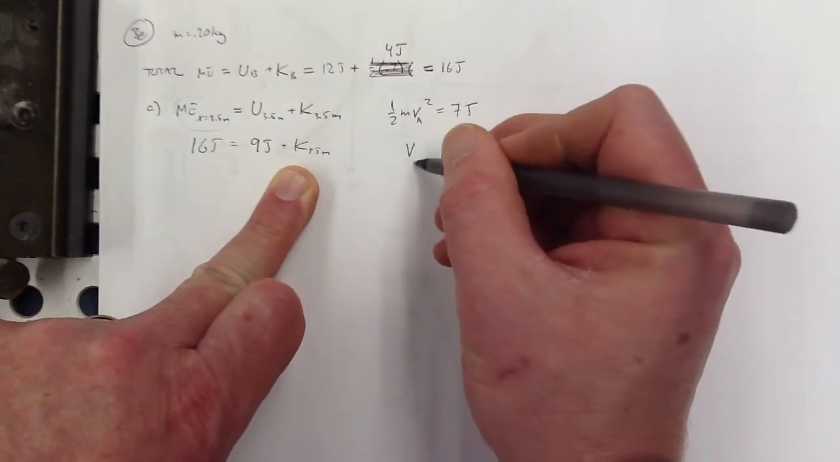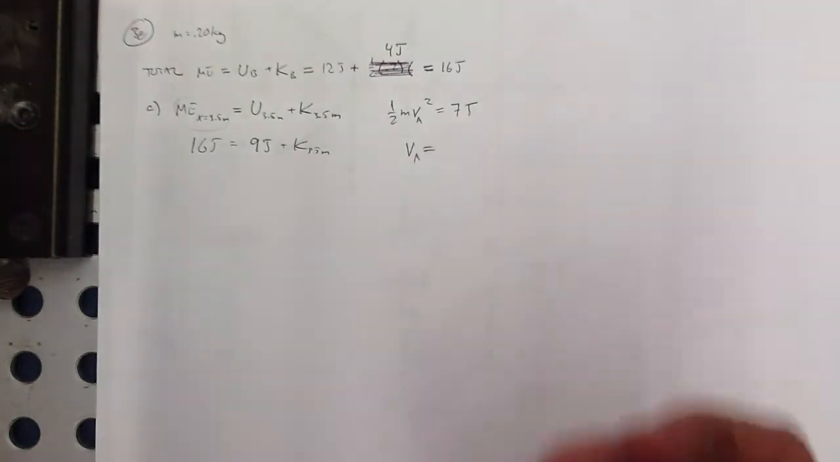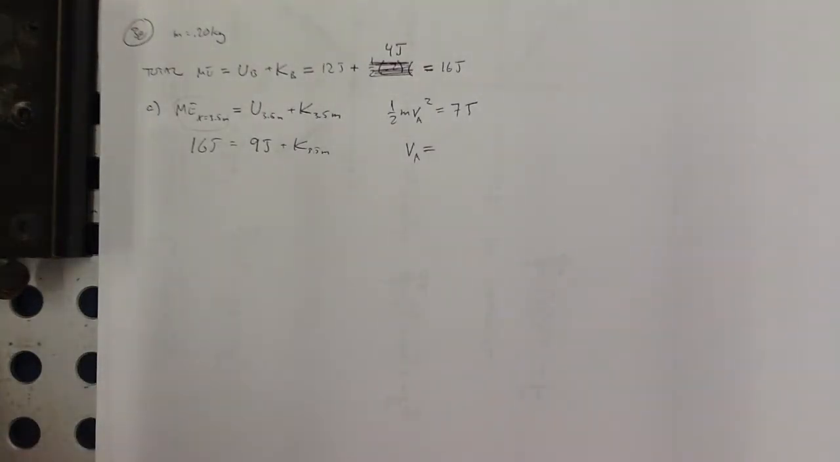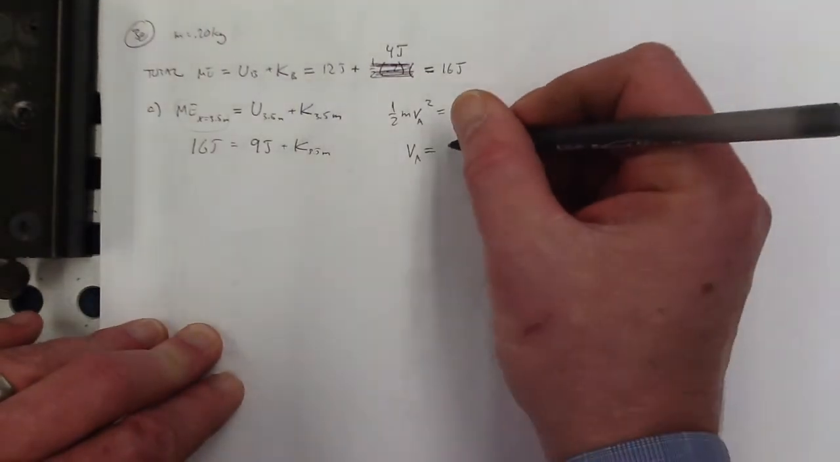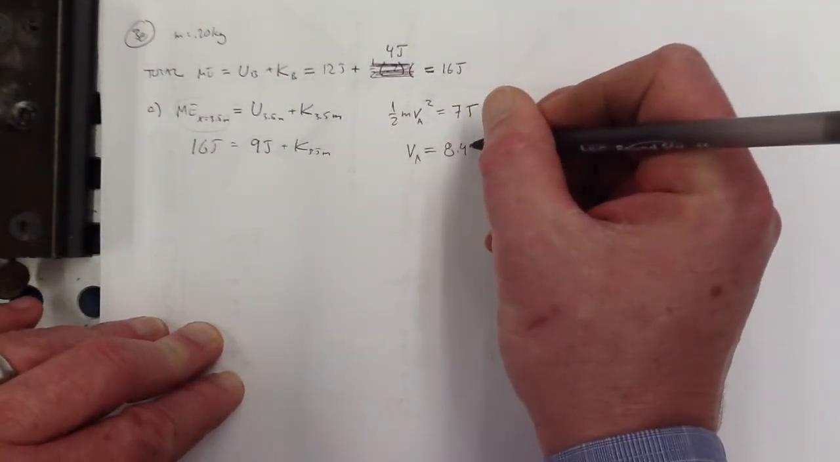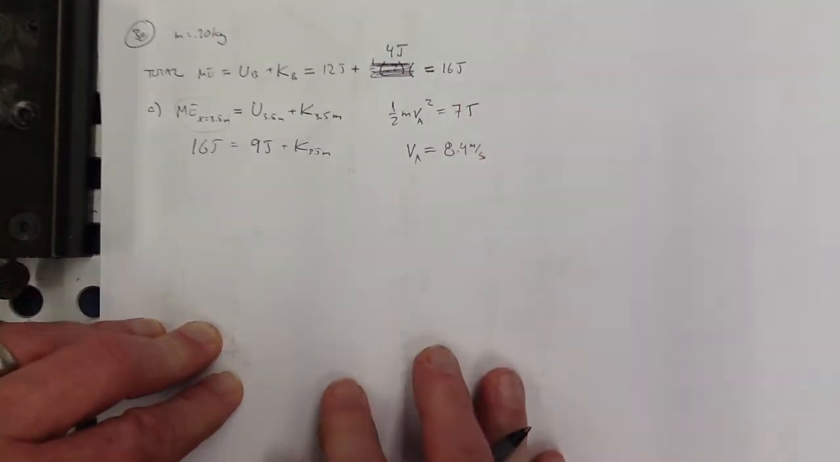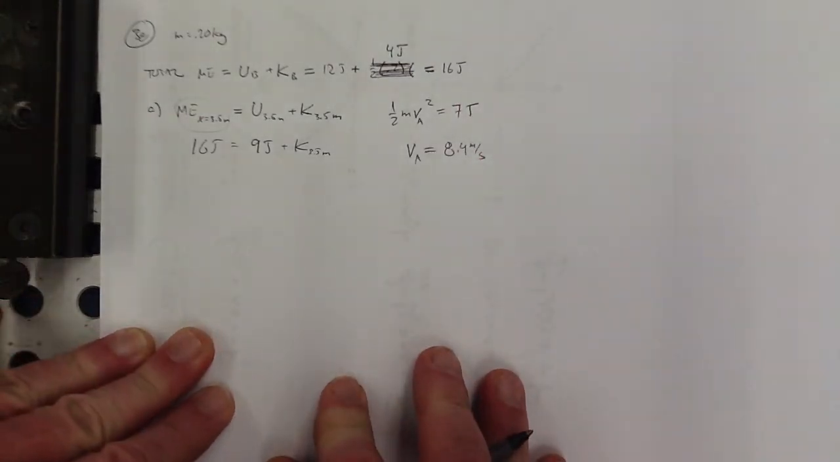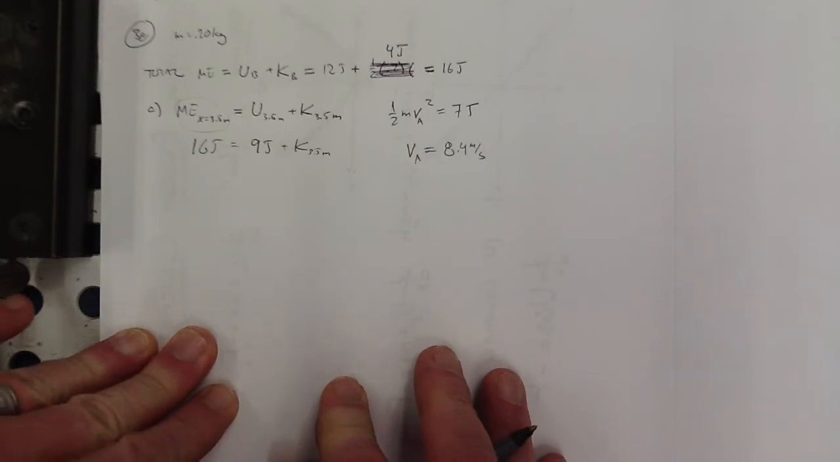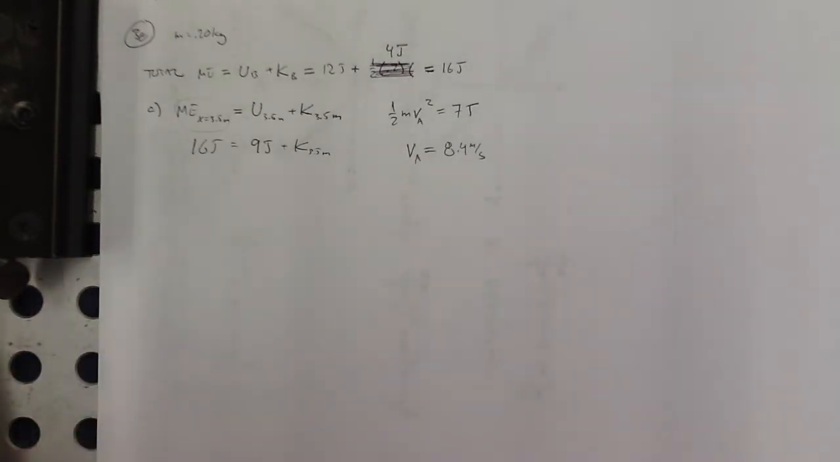So I can reference that in the same way. It looks like the velocity is going to be the square root of 14 divided by 0.2. Looks like it's going to be 8.4 meters per second. I think that looks all good.